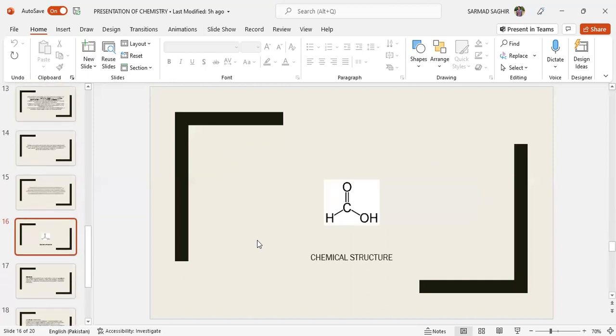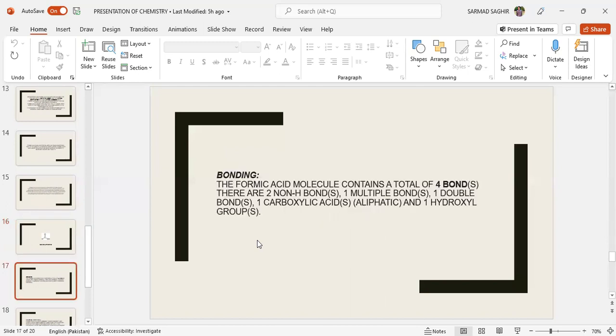This is the chemical structure of formic acid. Now we're going to talk about the bonding of formic acid. The formic acid molecule contains a total of 4 bonds. There are two non-H bonds, one multiple bond, one double bond, one carboxylic acid, and one hydroxyl group.